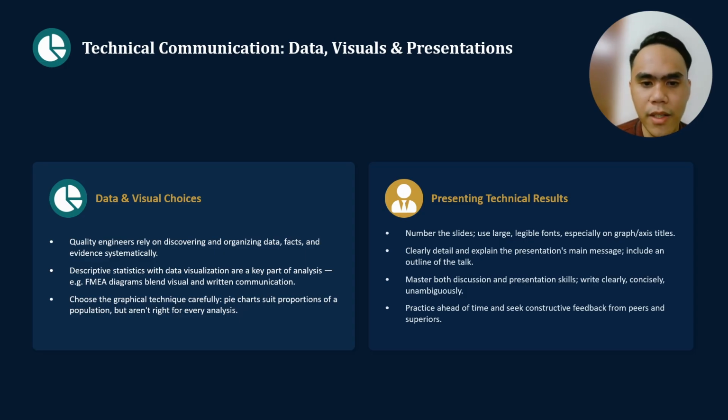To be successful, a quality engineer should master both discussion skills and presentation skills. The ability to analyze and organize information and then present it orally is described as something that consistently reaps rewards. Clear, concise, and unambiguous writing is called an essential skill in its own right, separate from the oral skill. Practicing speaking, practicing presentations ahead of time, and actively seeking out constructive feedback from peers and superiors is also essential. It's not an optional polish, but a core part of doing the job well.